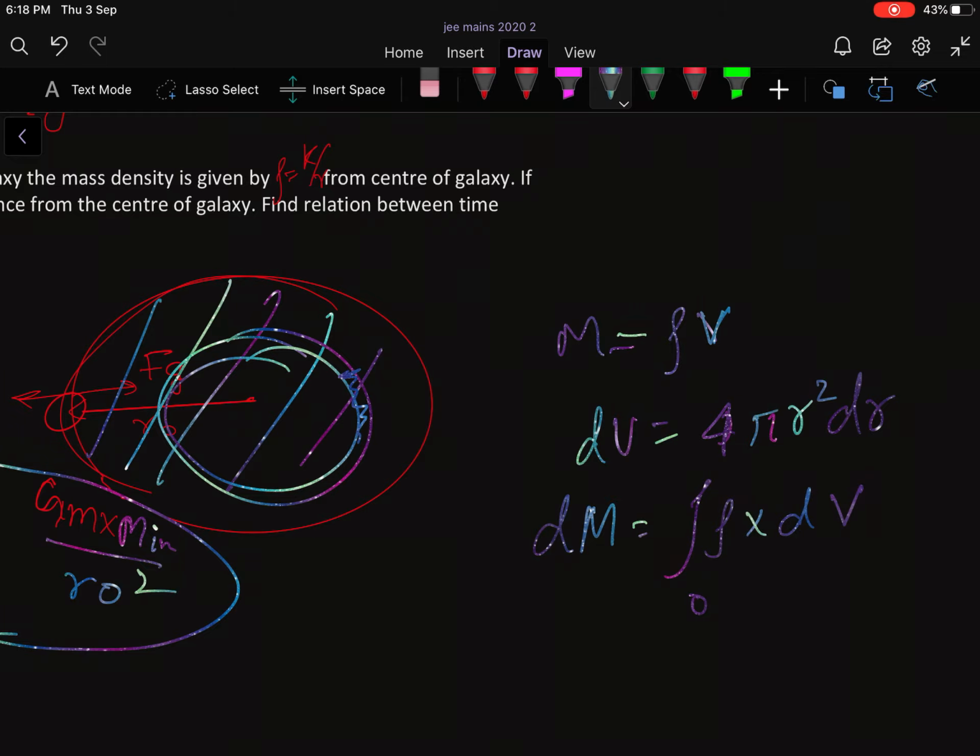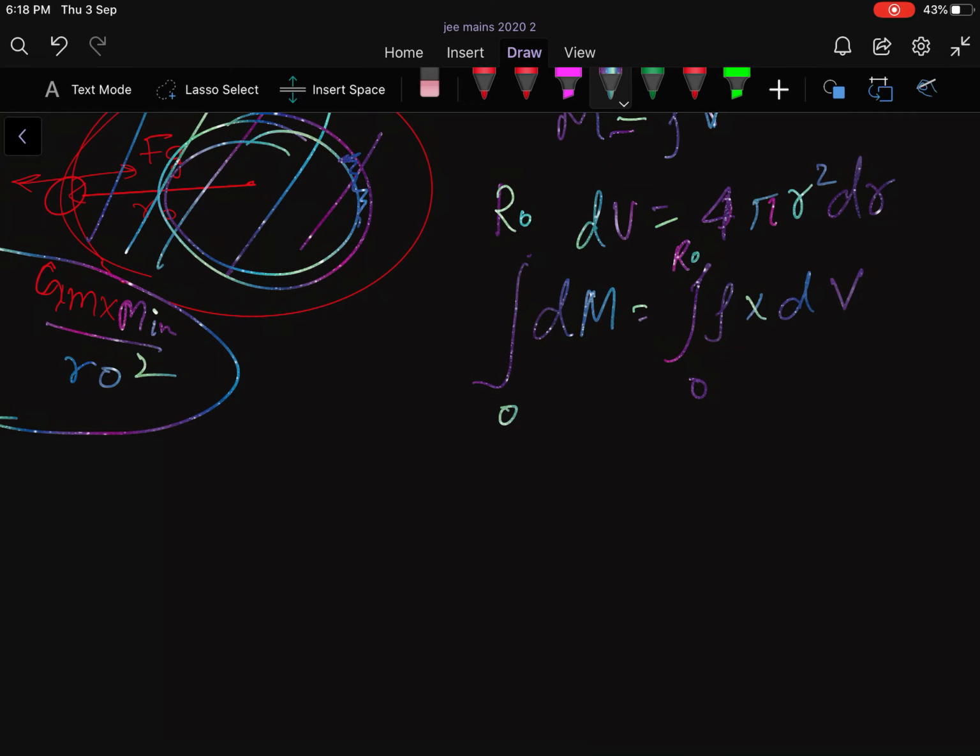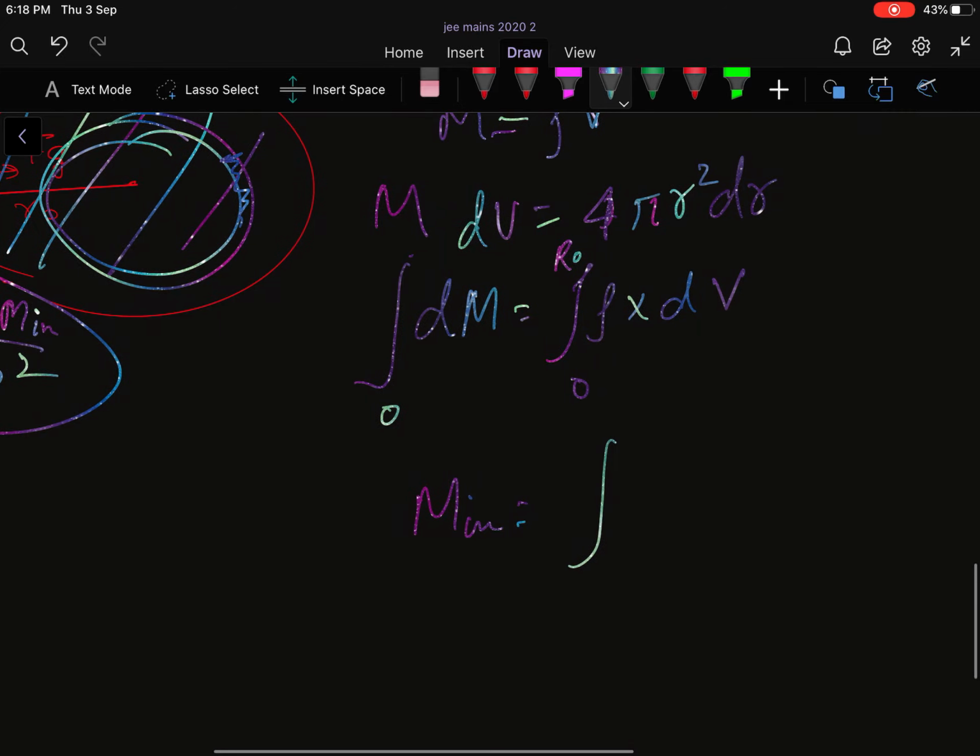Correct? So you have to integrate it from 0 to r0, so the complete mass will be M. So here you write the mass of the galaxy internal. You know the rho, you know the dv, so it is k by r into 4 pi r square dr.